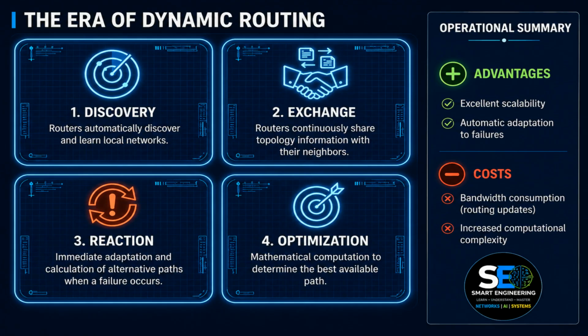Next comes information exchange. Routers continuously share topology information with their neighbors in order to maintain an updated view of the network. Then comes reaction. If a link fails or a router becomes unavailable, the network immediately recalculates alternative paths to maintain connectivity. Finally, optimization. Dynamic routing protocols constantly compute the best available path according to specific metrics such as hop count, bandwidth, or cost. This approach offers major advantages: excellent scalability, automatic adaptation to failures, and intelligent path selection.